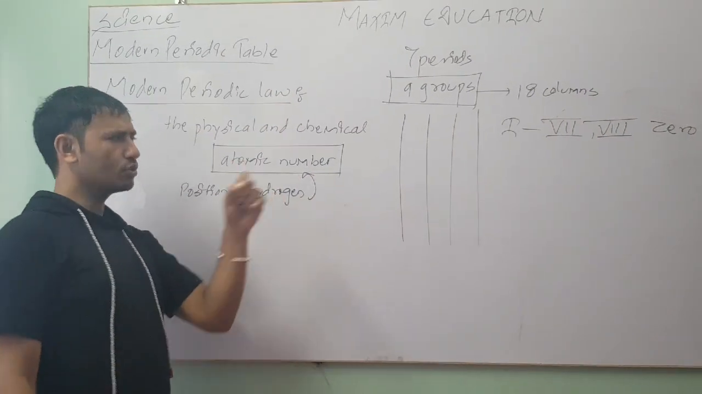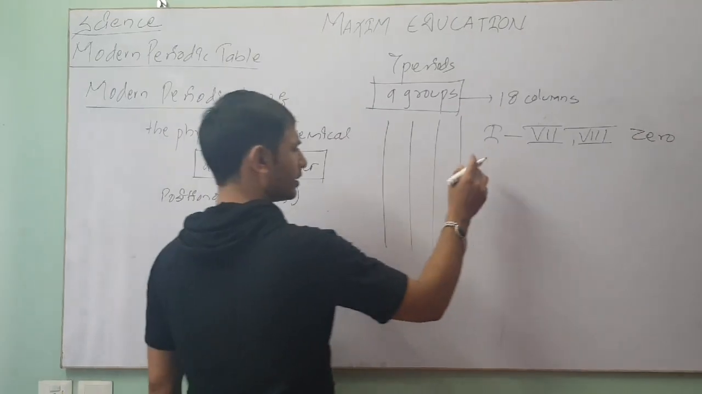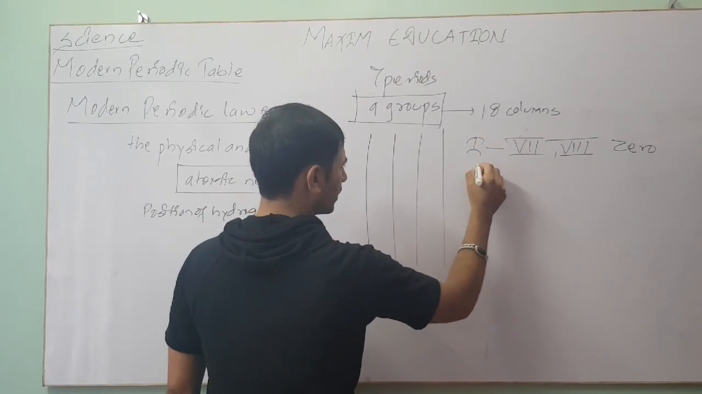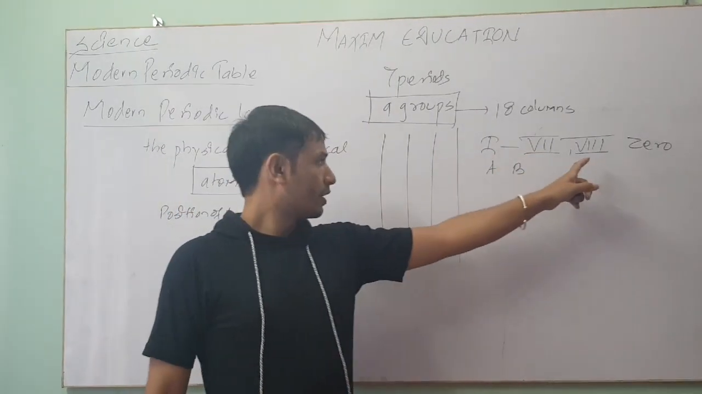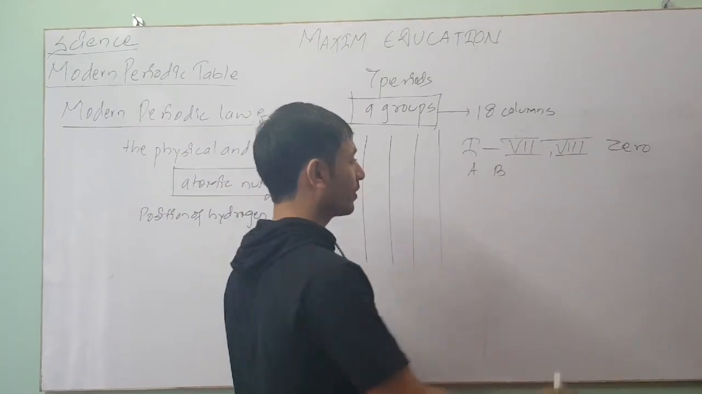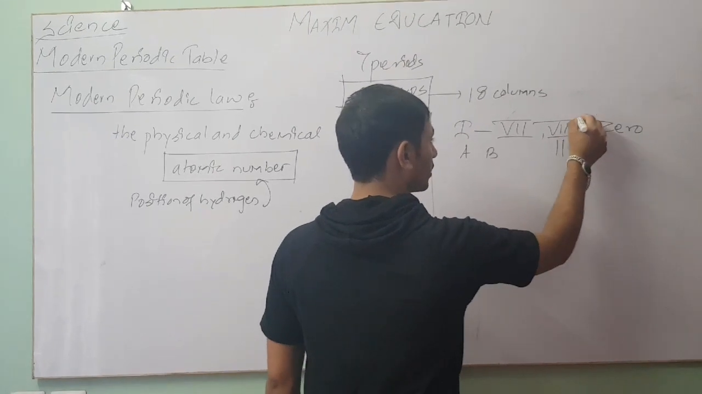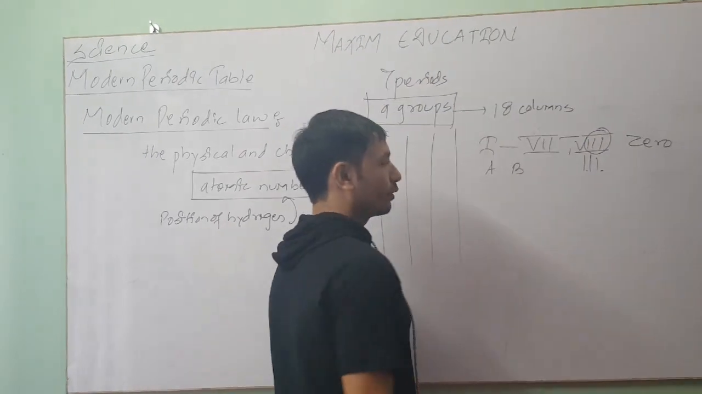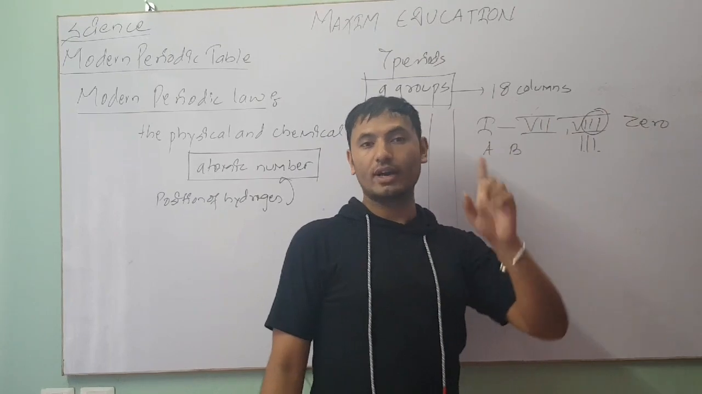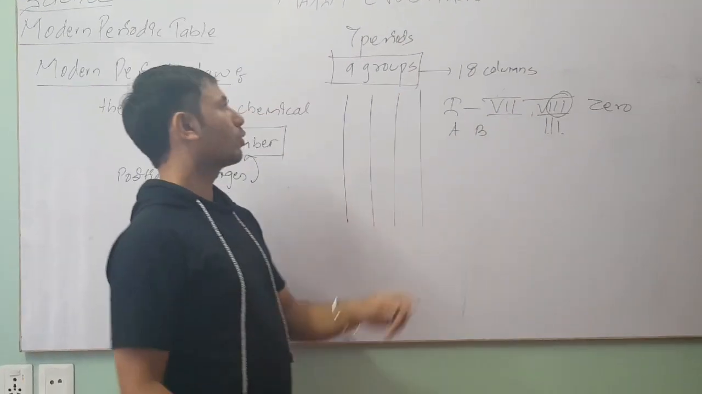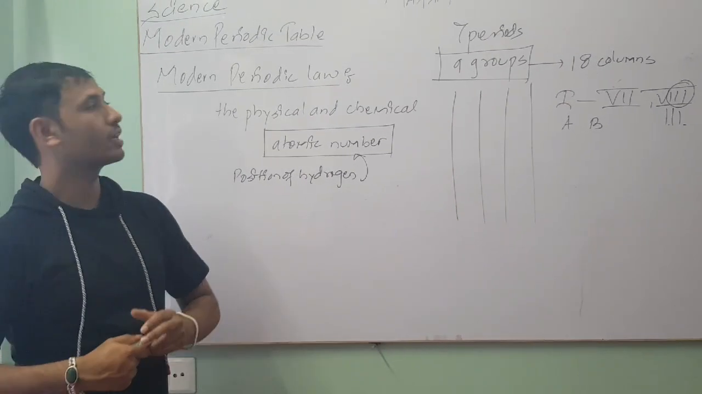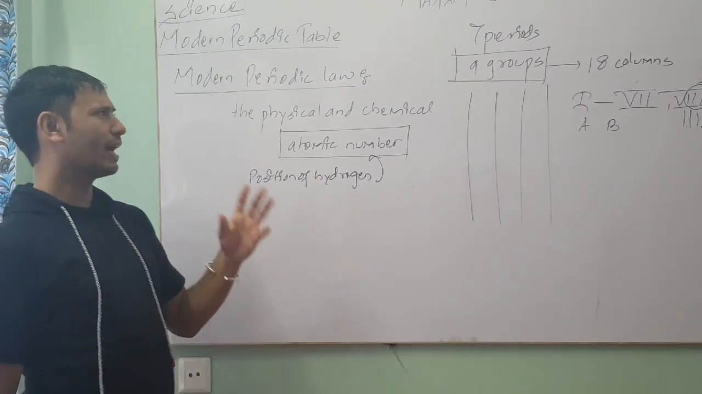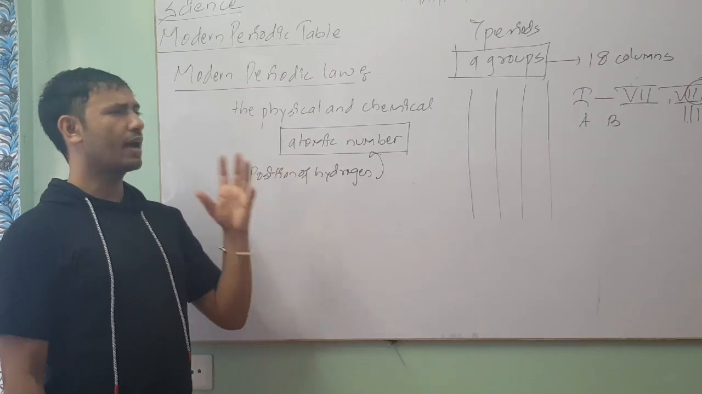Among group first to group 7, each is subdivided into subgroup A and B. So in total it will be 14. Group 8 will have 3 columns, 1, 2, 3. Here are also 3, 1, 2, 3. And 0 group has 1 column. Altogether there are 18 columns which are combined together to form 9 groups. The elements are classified into 7 periods and 9 groups.